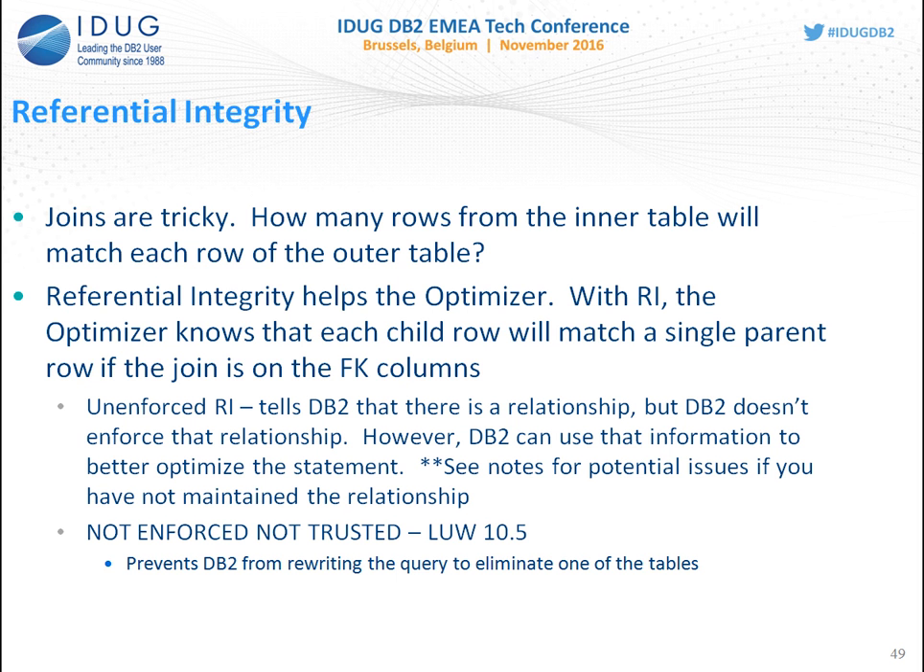Joins are tricky. How many rows from the inner table are going to match each row of the outer table? If you have referential integrity, that helps the optimizer. For example, it'll know that each child will match a single parent if you're joining on the foreign key column.